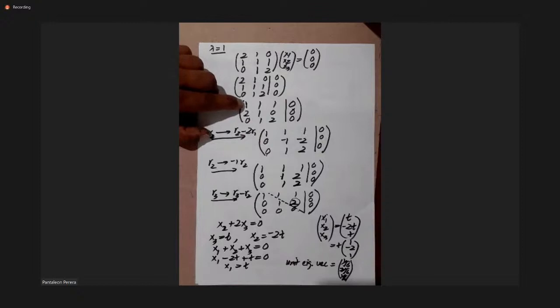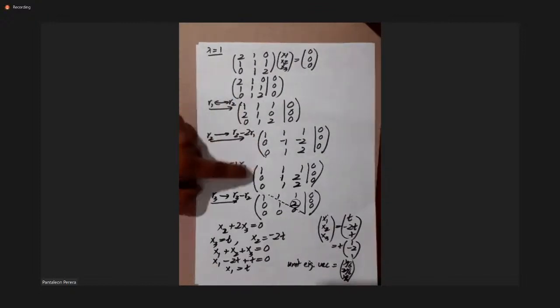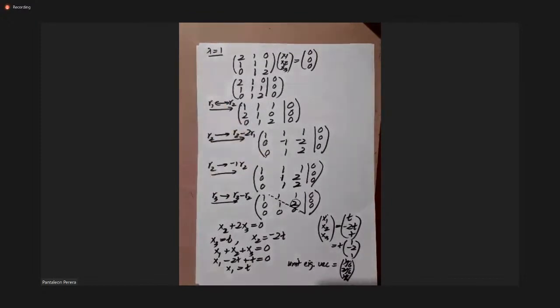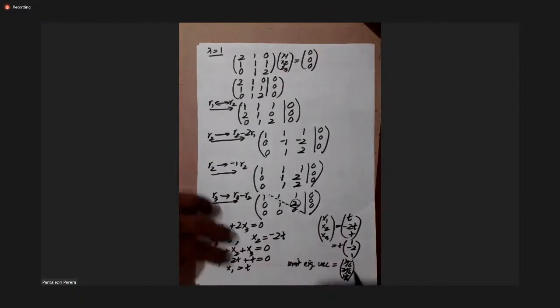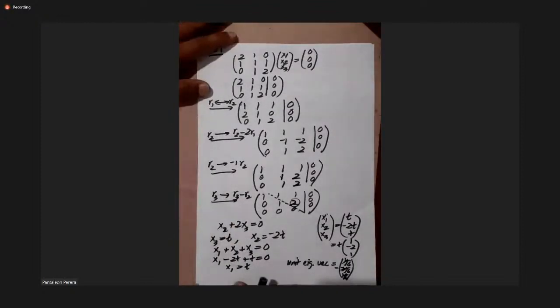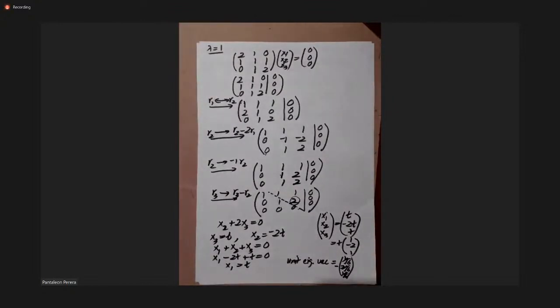Make this 1, make everything below it zeros, then you go for the second row. Yeah, it's minus 2. Minus 1, I don't know what to do. Minus 3 is only for this one, huh? Minus 2.